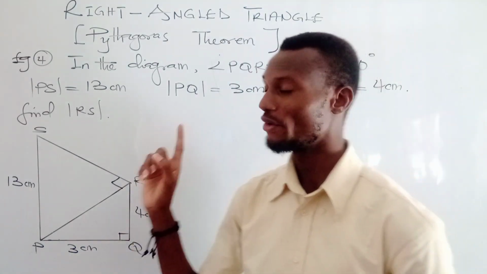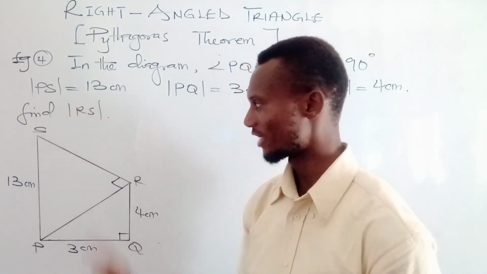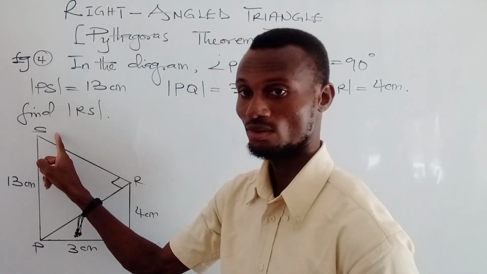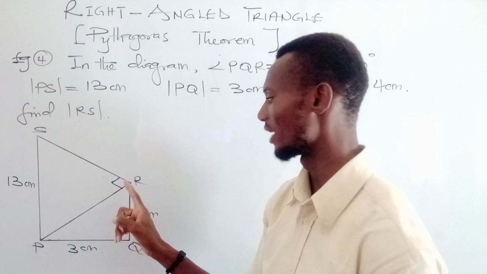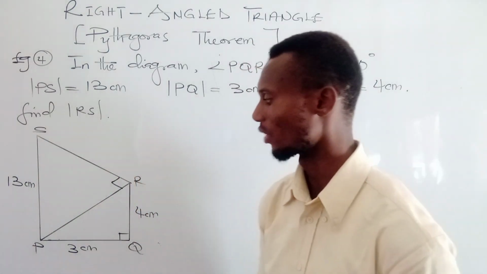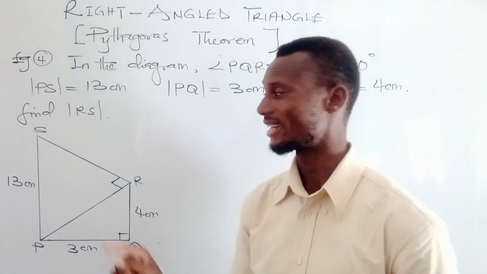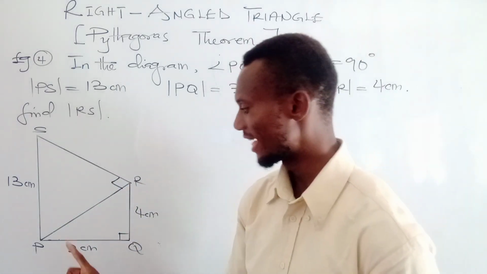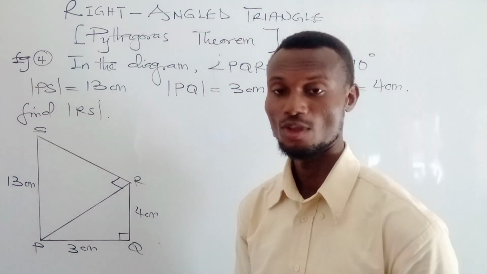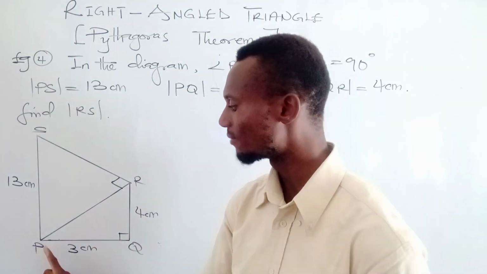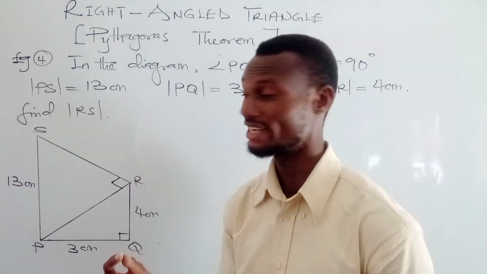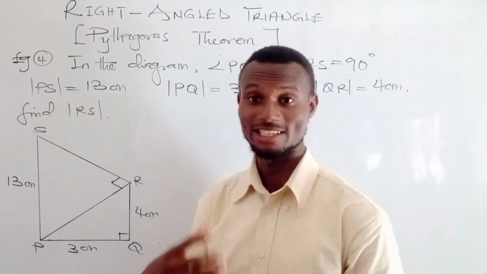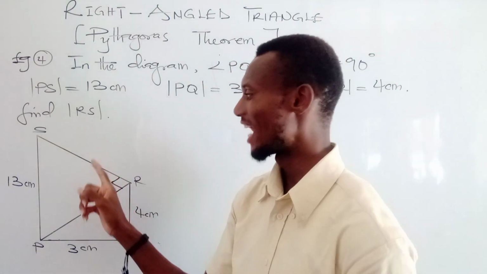Now we are looking for line RS. So let's identify the line RS also. RS or SR is the same thing. For us to be able to get line RS, we need to find line PR first, because without knowing line PR, we cannot proceed and find line RS. We are going to use the Pythagoras theorem to find line RS.